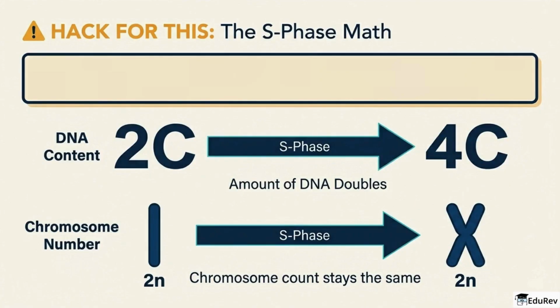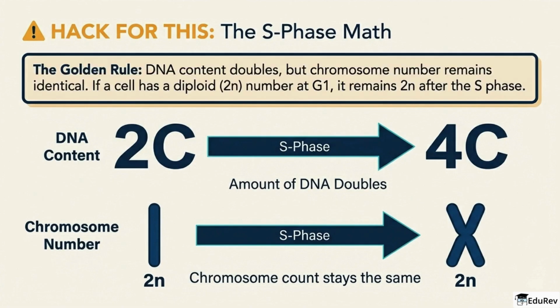The S-phase math is one of the highest yield ideas in the chapter. DNA content changes from 2C to 4C, but chromosome number stays the same at 2N. That is the trap. DNA doubles, chromosomes do not. So if a cell starts as diploid in G1, it is still diploid after S phase. The cell has copied its genetic material, not increased its chromosome count.